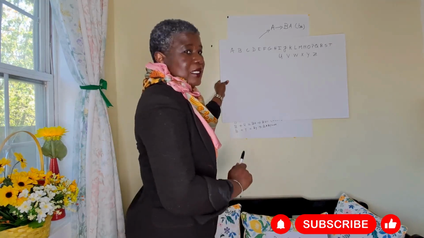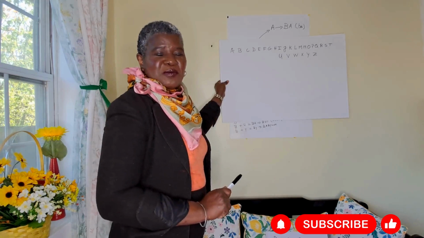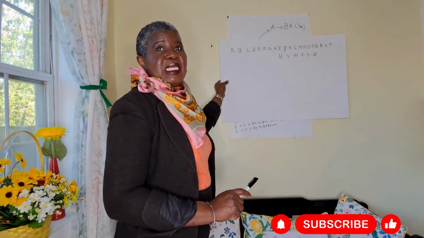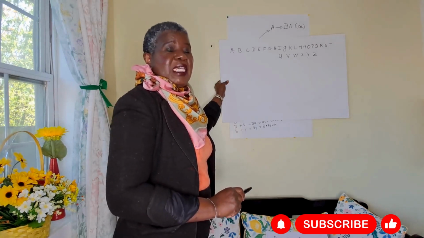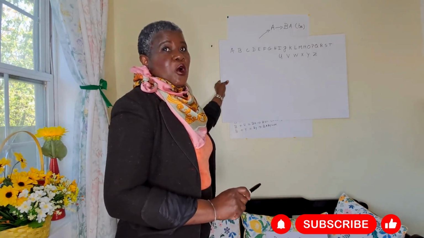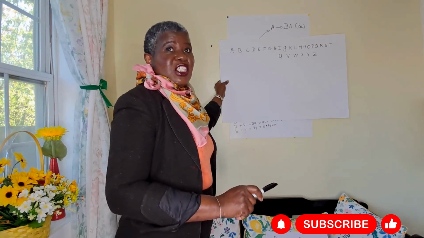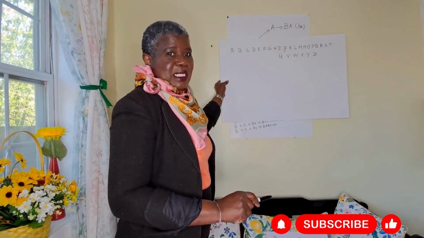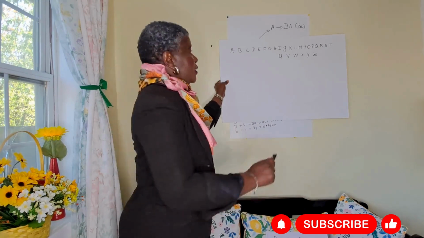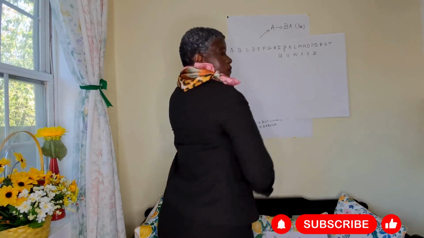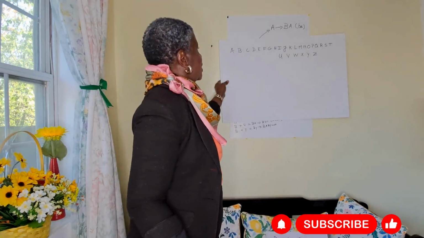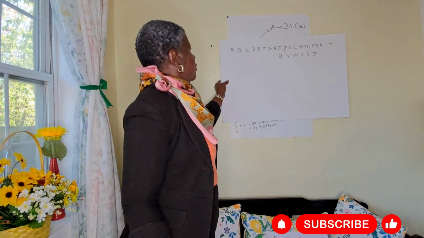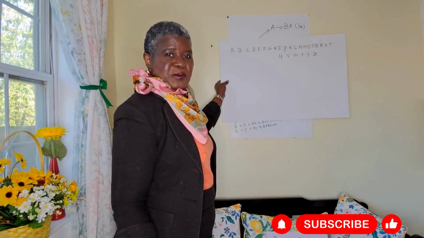Now, here is the catch. In English, what you call J is G in French, and what you call G in English is G in French, which is this one here. Okay? So, let's continue. After G, we have H, I.